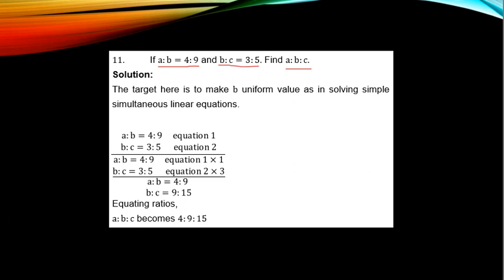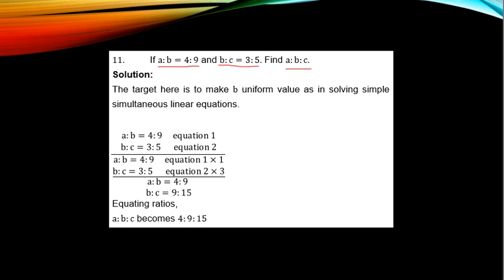So if you look at the question very well, the target here is to make B uniform. As in solving simple simultaneous linear equations. A ratio B is equal to 4 ratio 9, and B ratio C is equal to 3 ratio 5. Now, why are you to make B uniform?